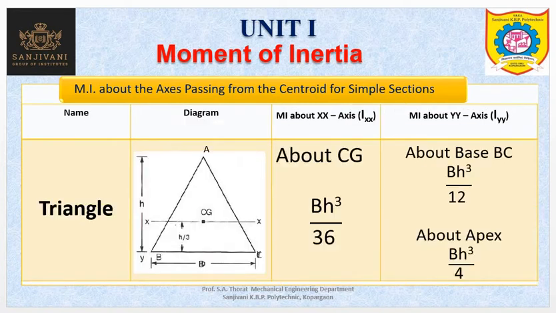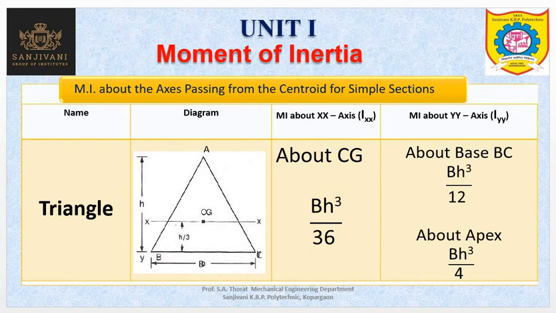Now when you are going to calculate the moment of inertia of a triangular section, you have to concentrate on three main concepts of moment of inertia. Here we require the moment of inertia about the centroidal axis xx, then the moment of inertia about the base, that is BC, and the moment of inertia about the apex, that is point A. When you are going to calculate the moment of inertia about xx, simply you have to use the formula bh cube by 36, where b is the base of the triangle and h is the height of the triangle.